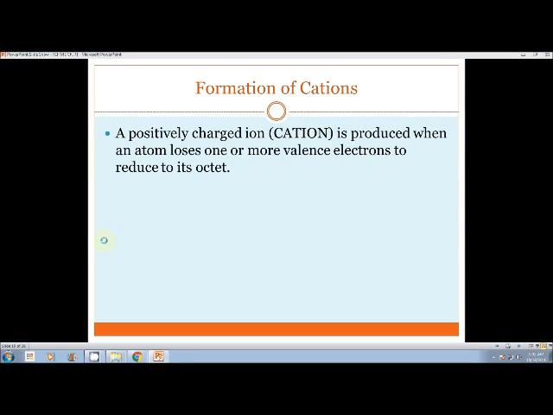We're going to talk about cations again today. A lot of people are calling it a cation, like a vacation, but it's a cation. Keep the 2 words separate, okay? Cation is a positively charged ion, vocab word from chapter 6, and it's produced when an atom loses 1 or more valence electrons to reduce to its octet, okay?